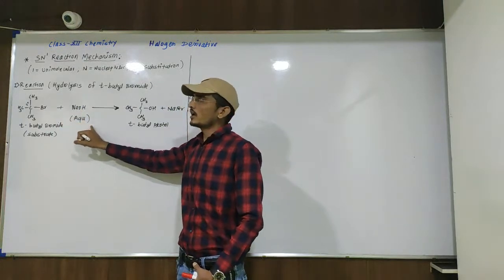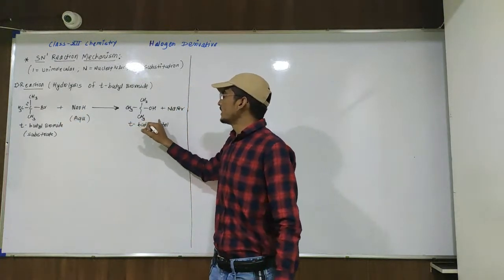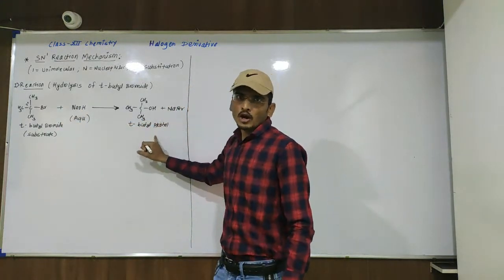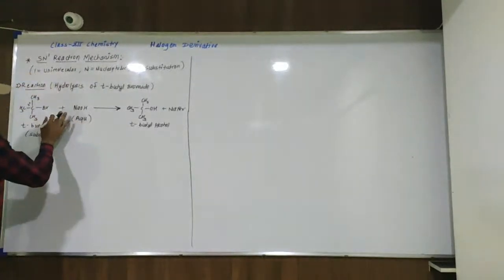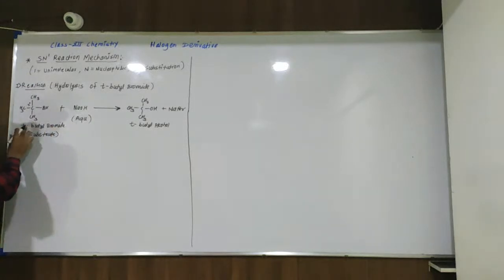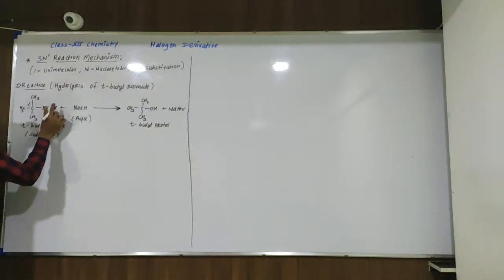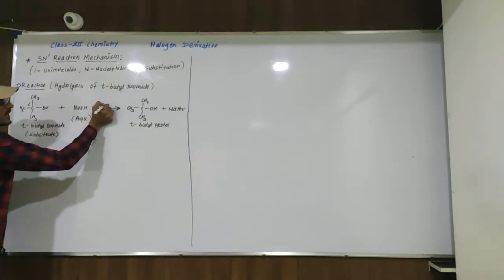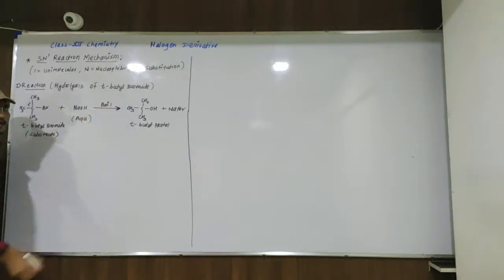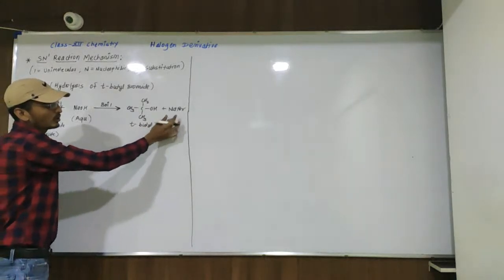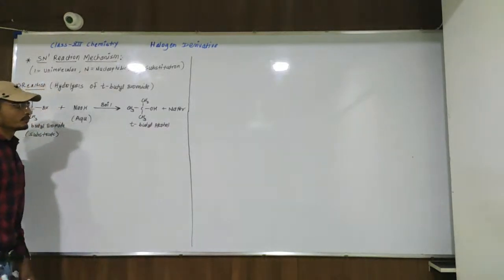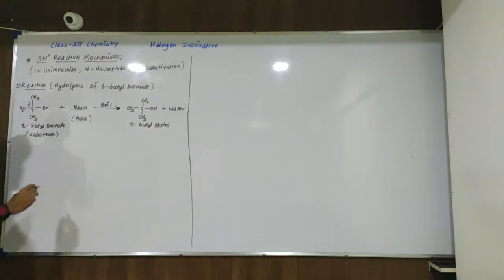Tert butyl bromide is boiled with aqueous NaOH and gives tert butyl alcohol as a product. So that is your sentence. After the sentence you write the reaction. This is the structure of tert butyl bromide plus aqueous NaOH, and here you can write boil or just make a triangle. And you will get tert butyl alcohol plus NaBr as a byproduct. So that is your first step.